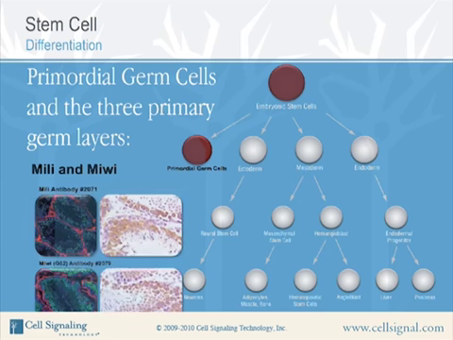In the figures below, IF and IHC analysis was performed showing Mili and Miwi expression in mouse testis. In the IF panels, Mili and Miwi antibodies have been labeled green. Pancytokeratin C11 mouse monoclonal antibody, product number 4545, has been labeled red. DNA has been labeled blue with DRAQ5. In the IHC panels, note the presence of brown stain with each of the antibodies.